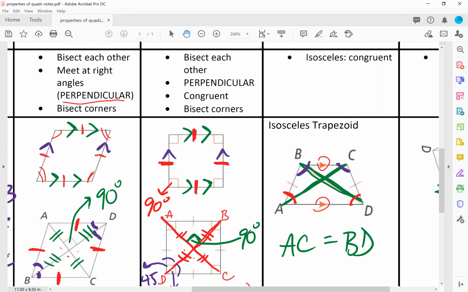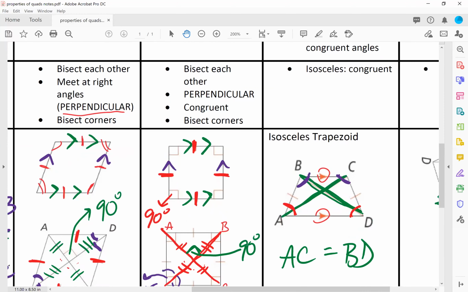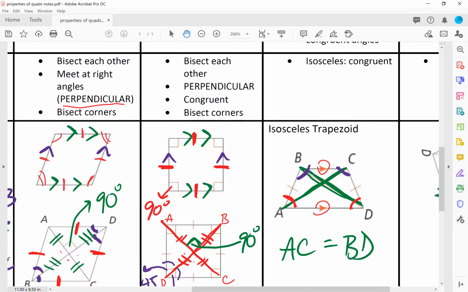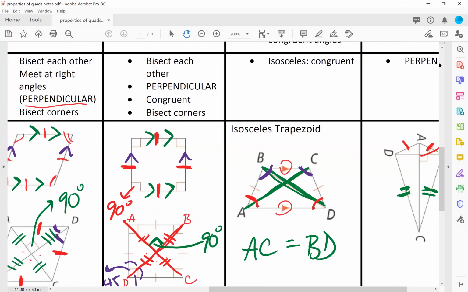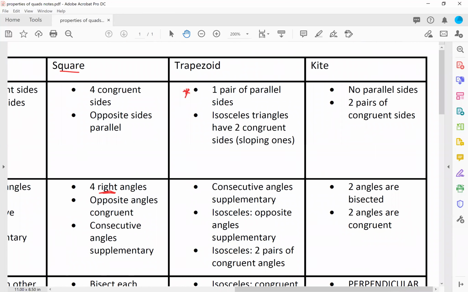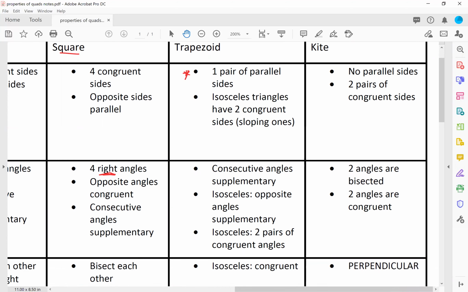up to 180. And then the last little bit for isosceles trapezoids, their diagonals are congruent to each other. So BD is equal to AC. But again, with trapezoids, the main thing is that they have 1 pair of parallel sides. That's the top and the bottom. All right, last shape, a kite.